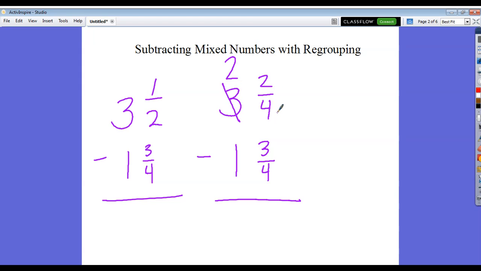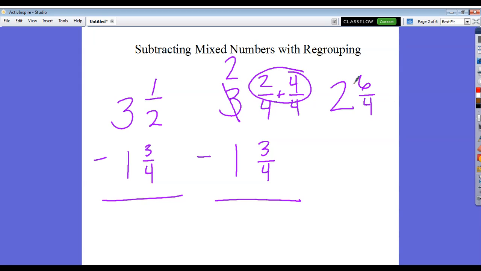Now, I'm not regrouping a 10, I'm regrouping fourths. So I want to regroup one whole in fourths, which is going to equal 4/4. So now I can rewrite my problem. So I have 2 wholes, and this right here is going to give me 6/4.